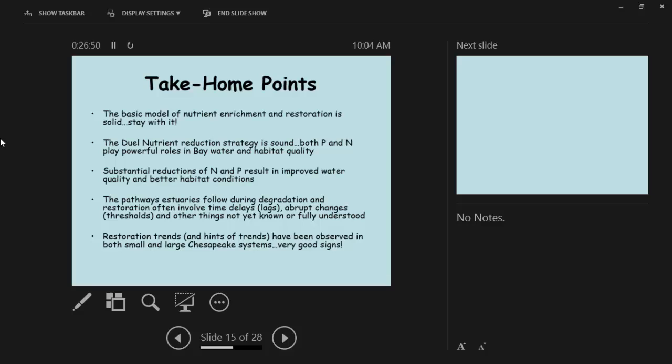And I've just said that we've seen some trends. I remain hopeful. I think if we can all work together and think about reductions in atmospheric deposition, sewage treatment plants, stormwater, and ag, we can get ourselves closer to where we need to be.